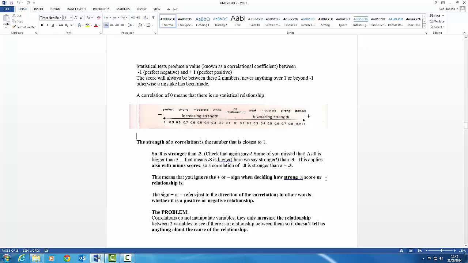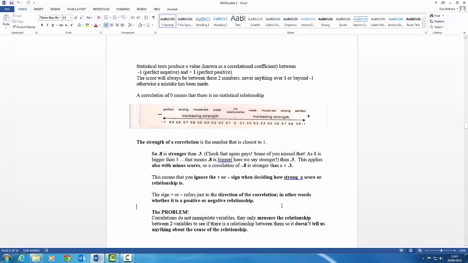Alright, when deciding how strong a score or a relationship is, ignore the plus or minus. The sign, plus or minus, just refers to the direction of the correlation. In other words, whether it's a positive or a negative relationship. Just listen to that again. The sign is just referring to whether it's a positive or a negative relationship, and it follows that the plus is the positive and the minus is the negative.